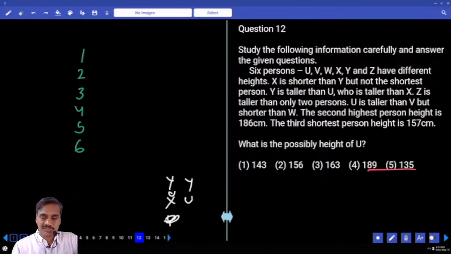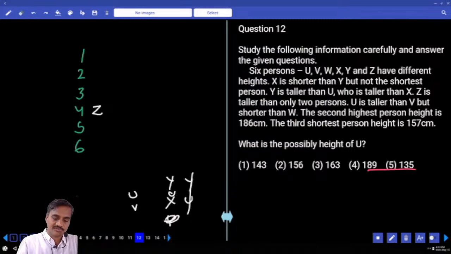X is shorter than Y, but not the shortest person. Y is taller than U, and U is taller than X. Hence these three persons, Y, U, X, must be arranged like this. Z is taller than only 2 persons, hence Z must be at the 4th place. And U is taller than V.